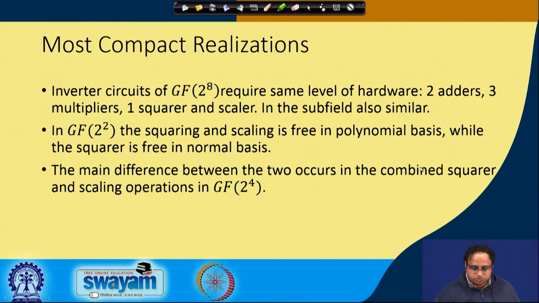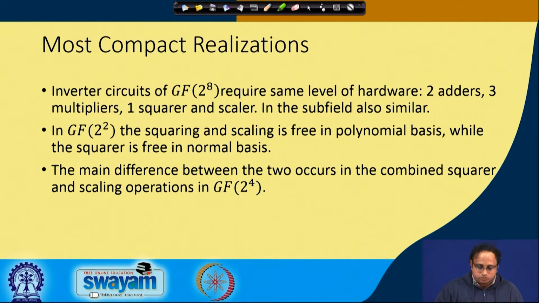Now let us take a look at the comparisons, because we have derived quite a number of equations, normal basis and polynomial basis. Let us take a final look into how we can compare. What we have seen is that when we are trying to go into the compact realizations, the inversion circuits of GF 2 power of 8 require roughly the same level of hardware. Compare the two circuits: there are 2 adders, 3 multipliers, 1 square and 1 scalar. So there is not much to distinguish one from the other.